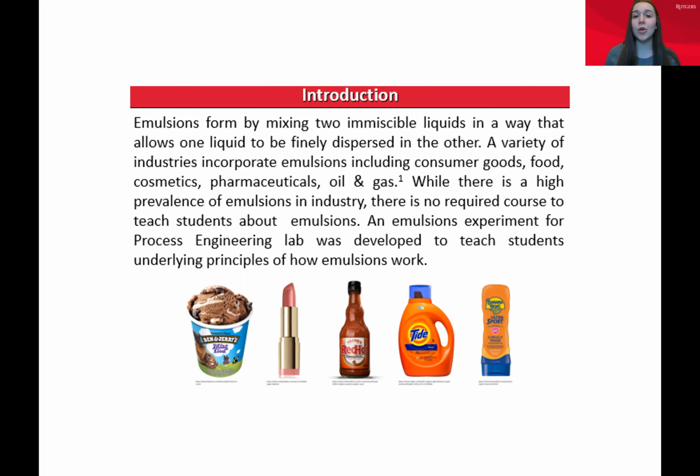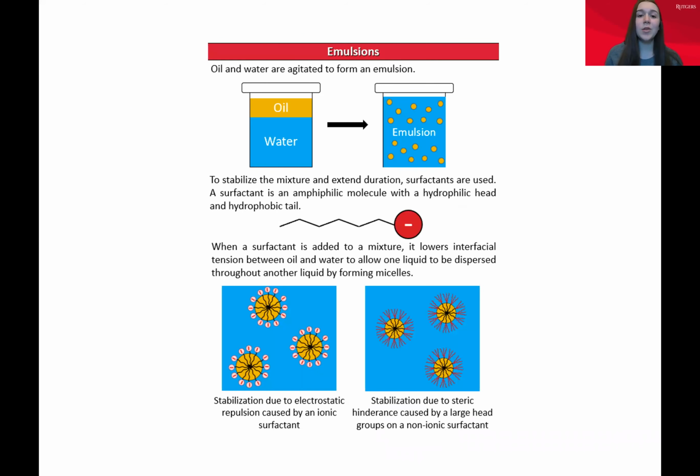But there's currently no required course to teach students about what an emulsion is and how it's impacted by different variables. So this lab is intended to be incorporated in process engineering lab to teach students these underlying principles. Like I said, oil and water are agitated to form an emulsion. And as you can see here, little oil droplets are dispersed all throughout the water layer.